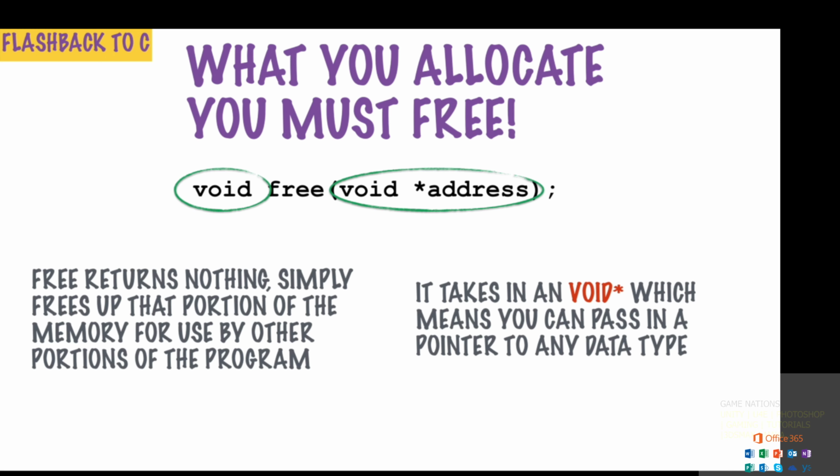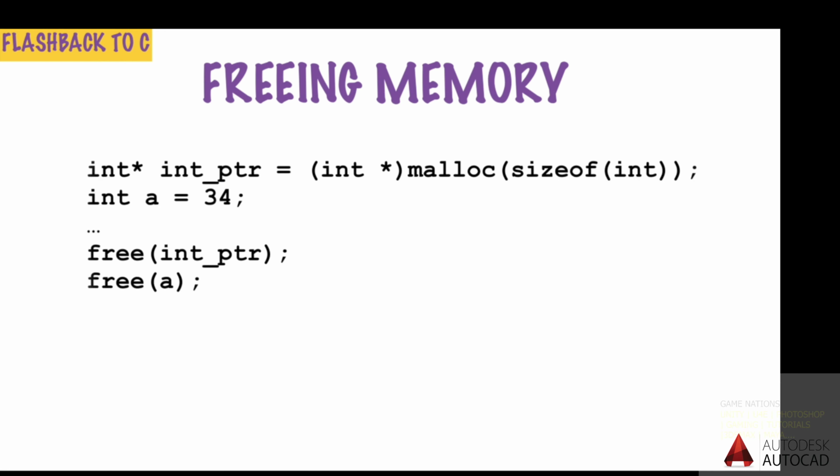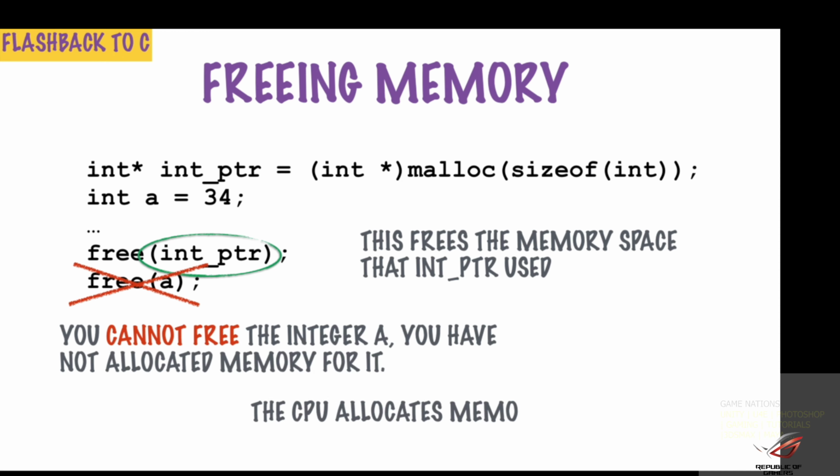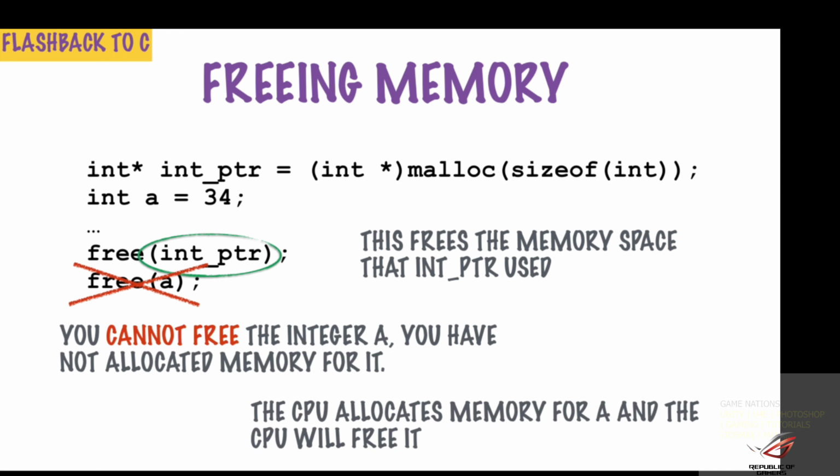There's an important thing to remember about freeing memory. Memory for variables that's allocated by the CPU is not to be freed by the developer. So let's take an example of memory that you allocate, which is int_pointer, and you call free on it. That's completely correct, and it frees the memory space that int_pointer used. However, the integer a is not a pointer and memory for it has not been allocated by you. It's allocated by the CPU itself when the C program is run, which means you can't call free on a. That's an error.